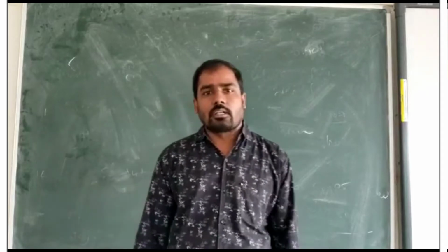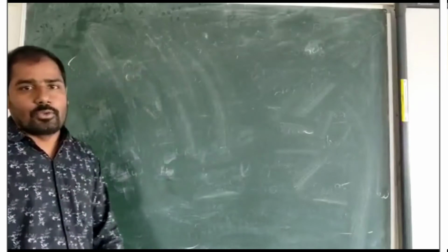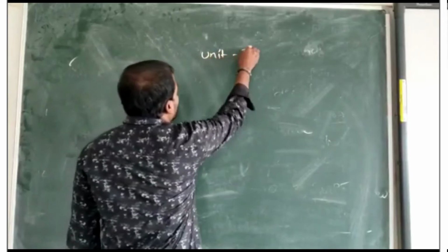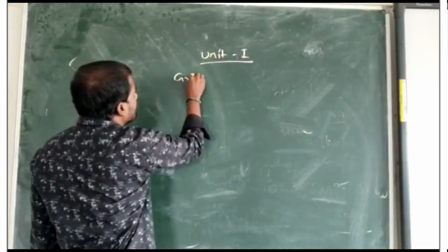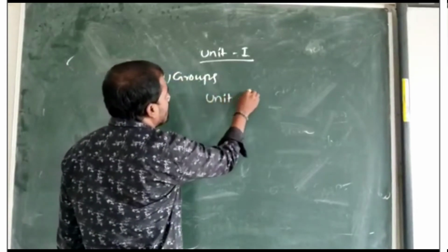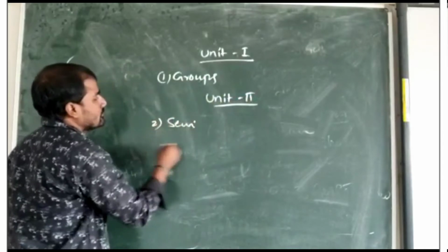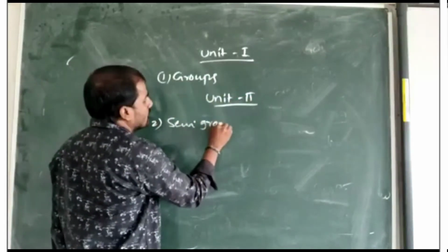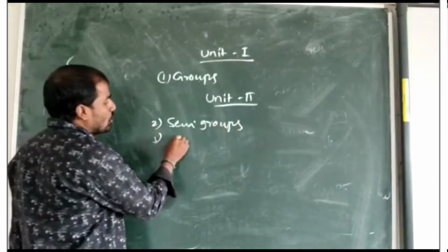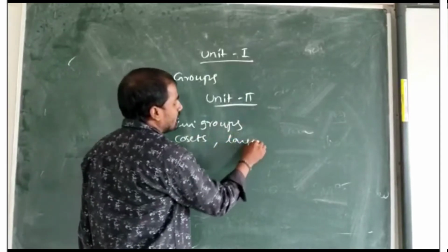Now we have to discuss third semester abstract algebra. Abstract algebra has 5 units. First unit is groups, and second unit is semigroups, and the second lesson in the second unit is cosets, Lagrange's theorem.